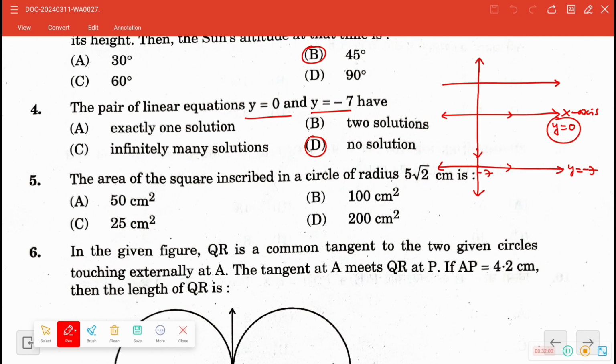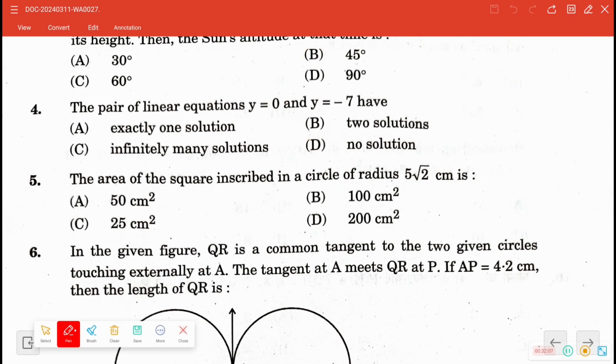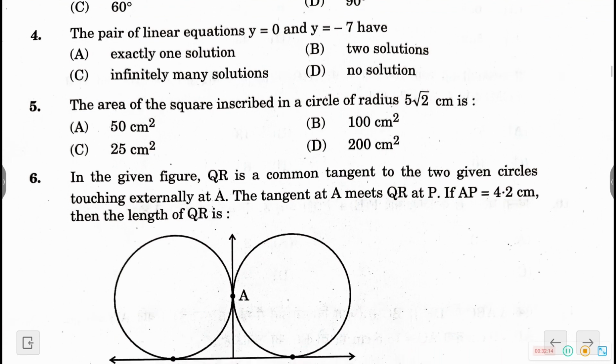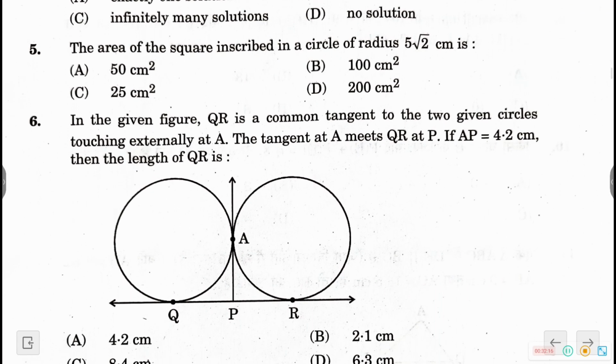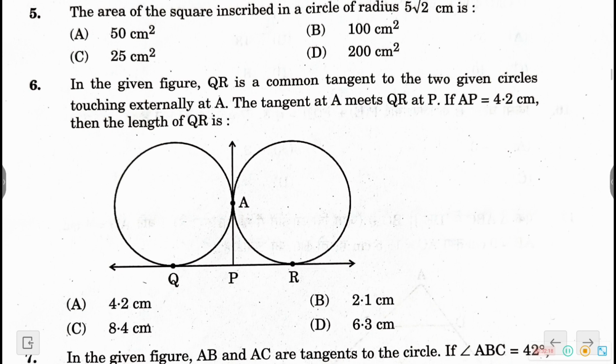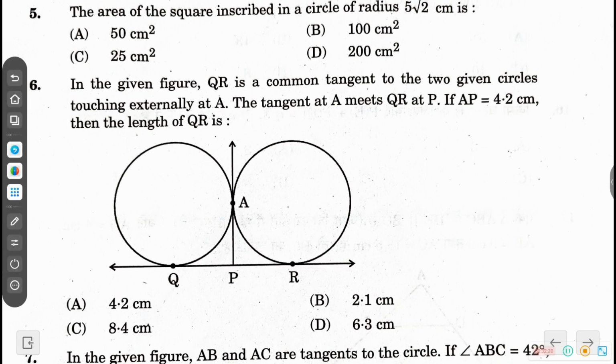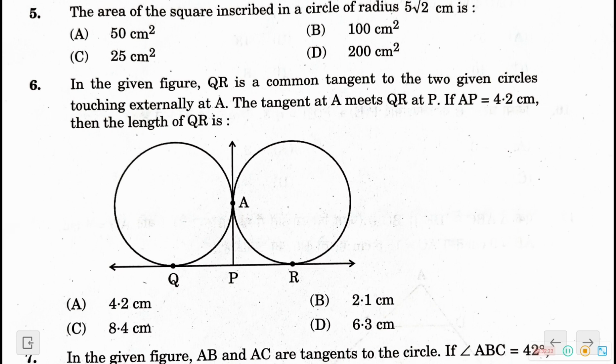Question number 5. The area of the square inscribed in a circle of radius 5 root 2 centimeters. So here what we have to do is draw the circle and then try to find out. A square inscribed in a circle was not there in set 1 or set 2. So here we draw the circle and draw a square inside the circle.